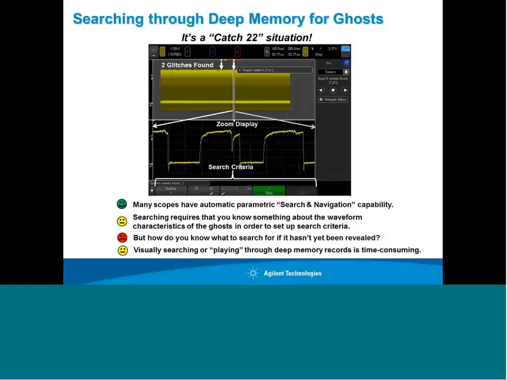So it's what we call a catch-22 situation. This is a movie I think came out back in the 1960s. And so what we mean by a catch-22, how can I, if I don't know that I have a glitch and I don't know what kind of glitch or anomaly it is, is it a slow rise time or is it a narrow glitch, how do I even know what to search for?